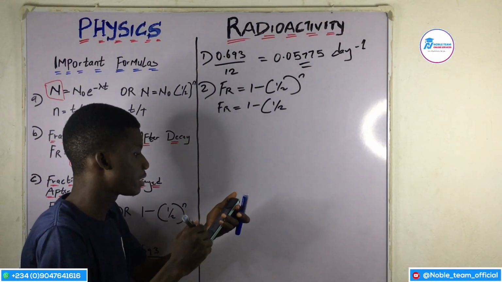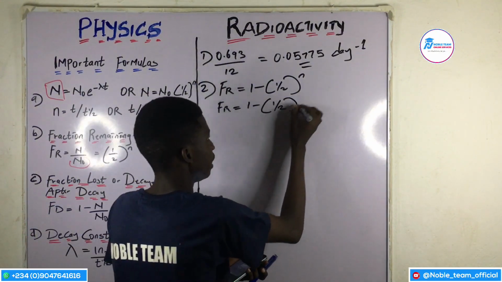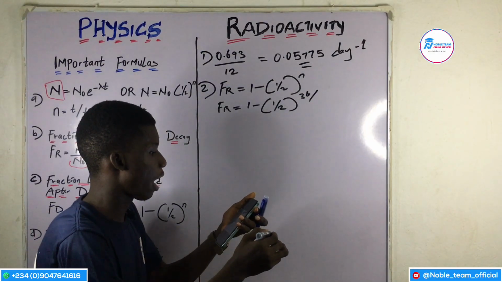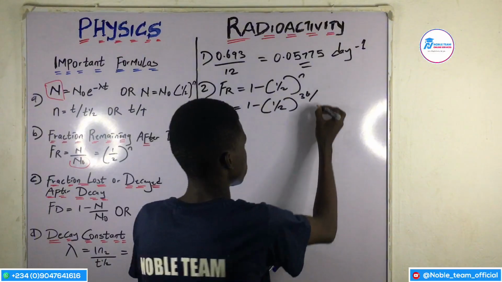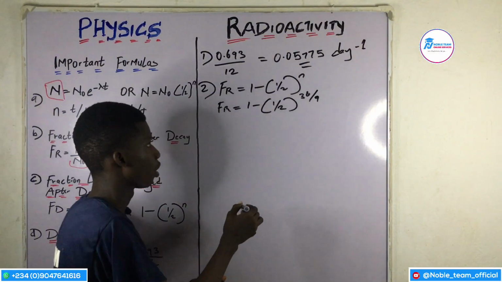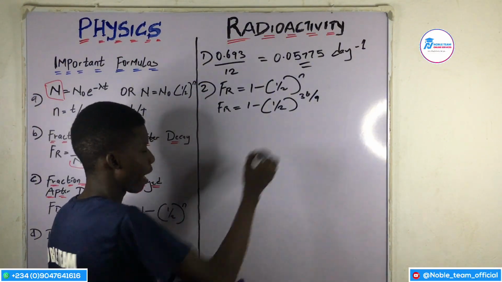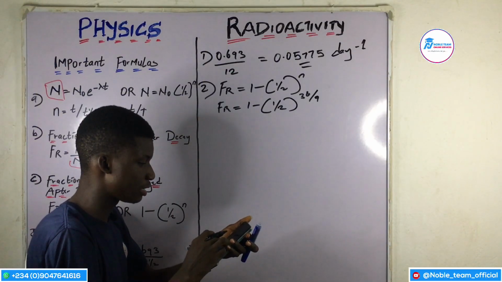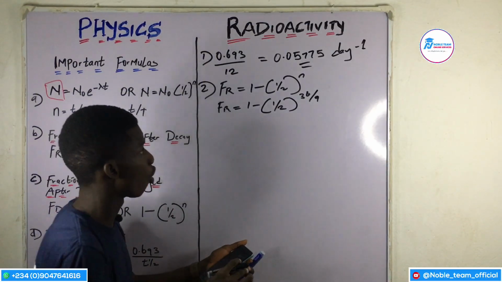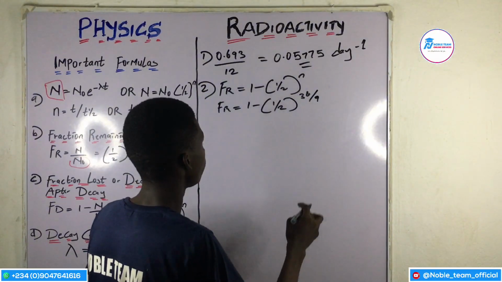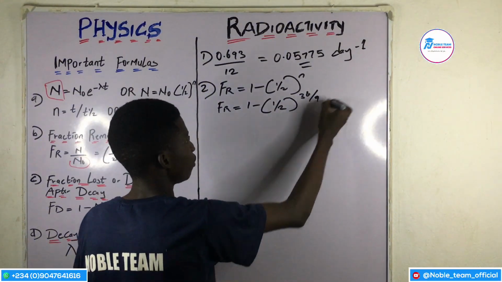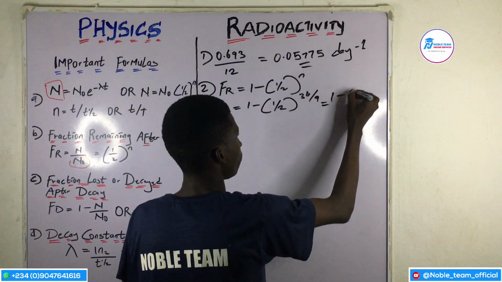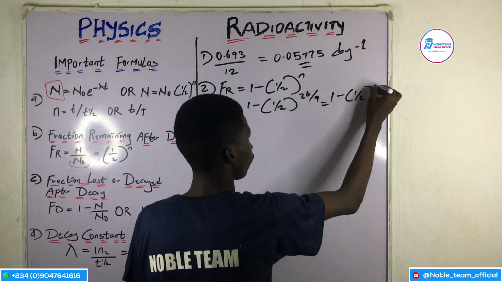They said has decayed in 36 days. So it's going to be 36 divided by our half-life, which is 9 days. Punch your calculator fast. 36 divided by 9, we have it to be 4. So basically we now have 1 minus bracket 1 over 2 raised to power 4.